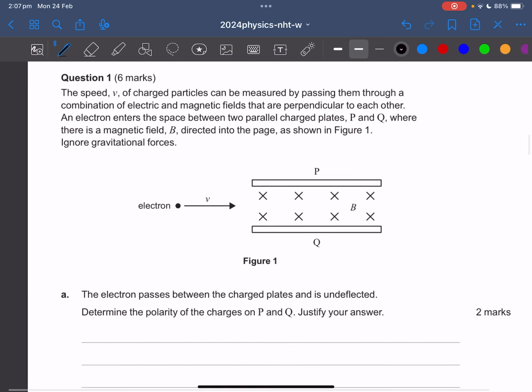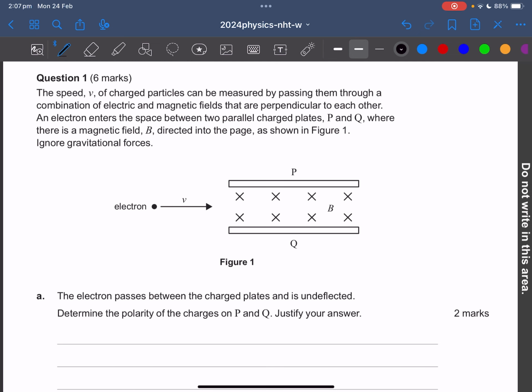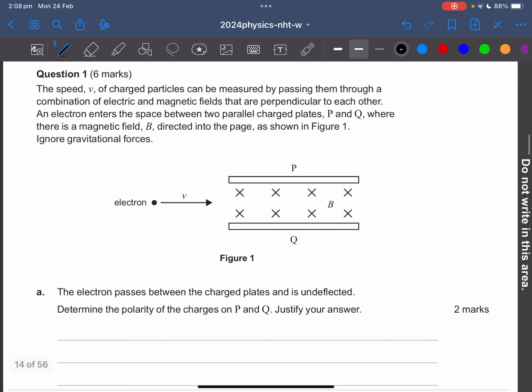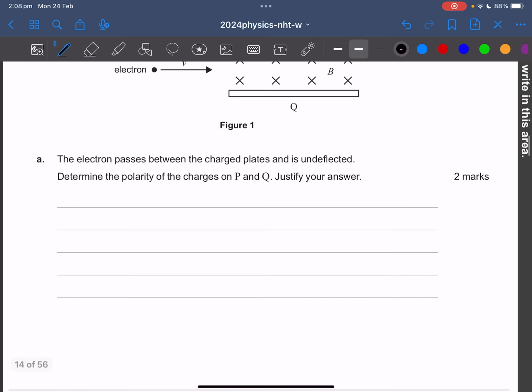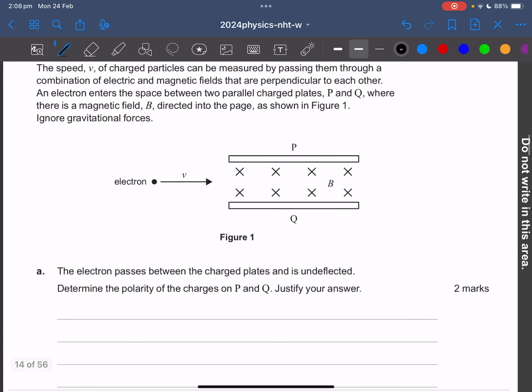The speed v of a charged particle can be measured by passing it through a combination of electric and magnetic fields that are perpendicular to each other. An electron enters the space between two parallel charged plates P and Q, where there is a magnetic field B directed into the page as shown in figure 1. Ignore the gravitational forces. The electron passes between the charged plates and is undeflected. Determine the polarity of the charges on P and Q.